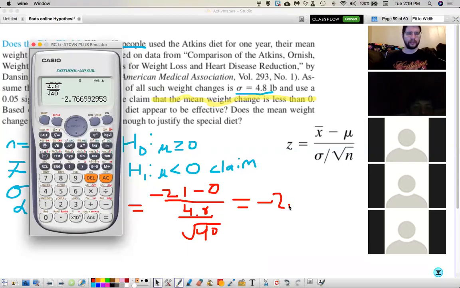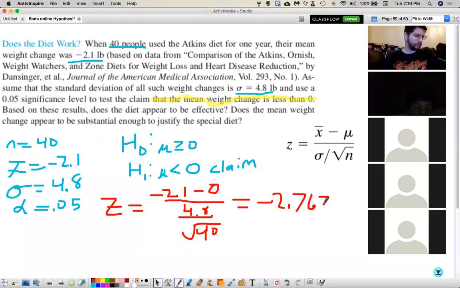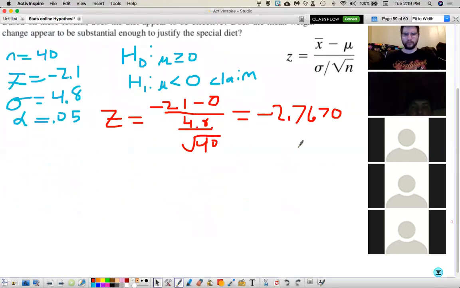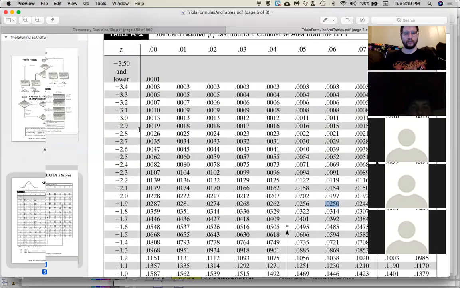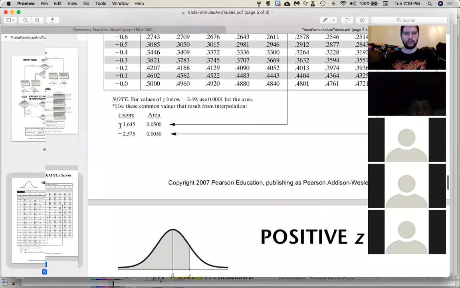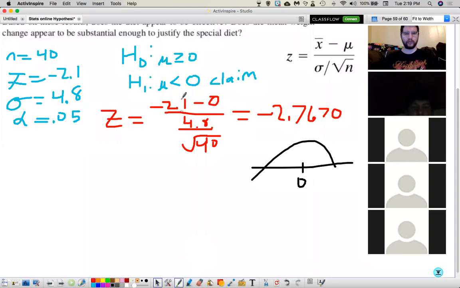Negative 2.7670. There's my test statistic. From there, p-value, traditional method, your choice. I did p-value first, so I'll do traditional method first this time. Critical values, let me grab those. It's a left tail. So I'm going to look up the 0.05. That's negative 1.645 for my critical value.